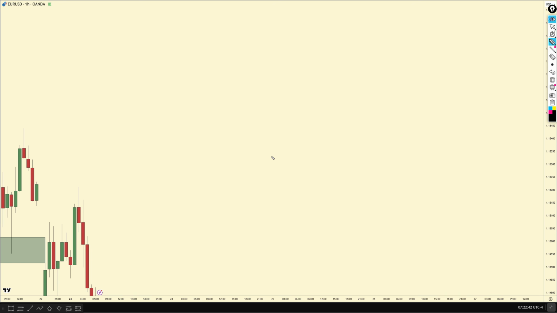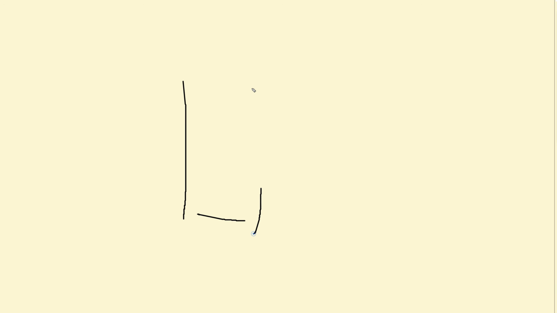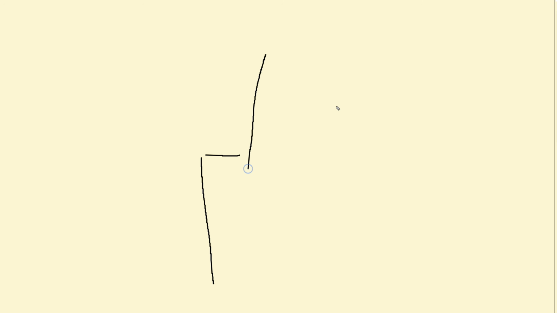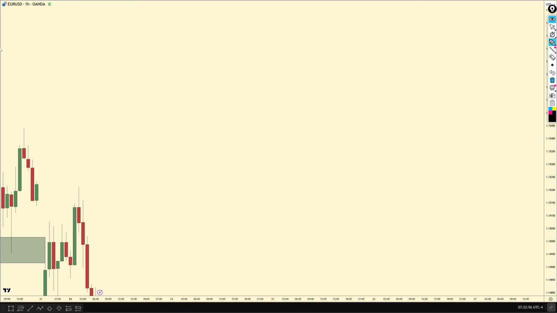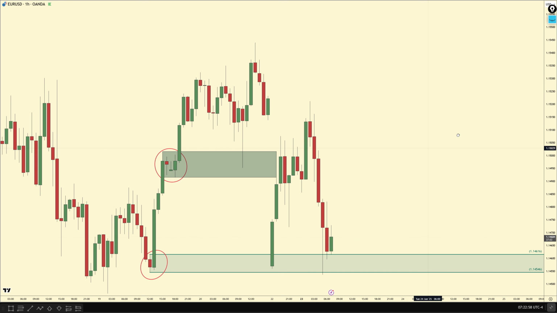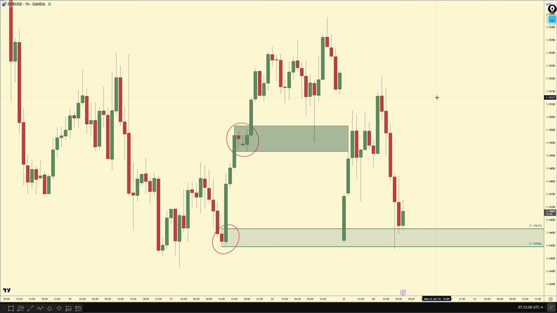So for demand, we have our drop base rally. For supply, we have a rally base drop. And then for the other one, we have for demand a rally base rally, and then for supply, we have a drop base drop. So it is just the complete opposite of each other. With that being said, let's get right into this video.